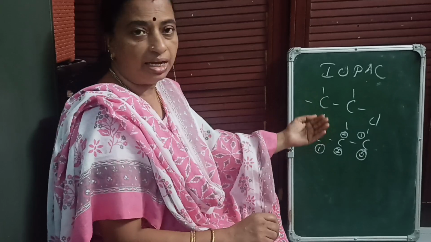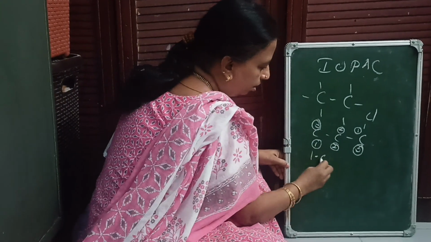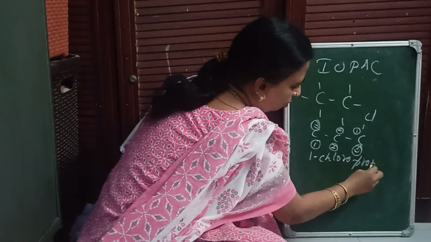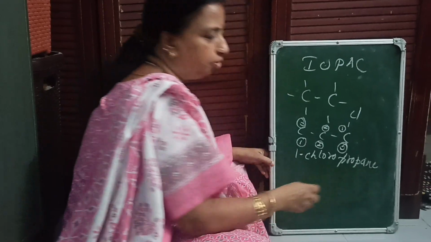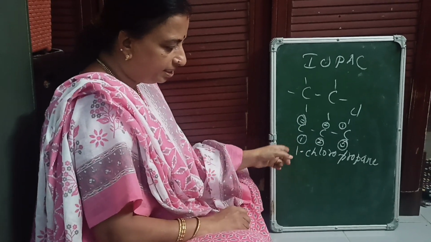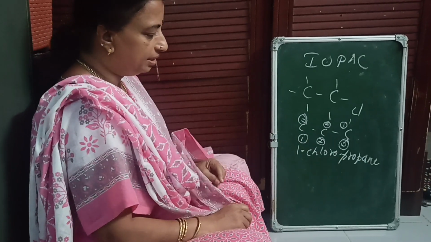So how will you give the name to the compound? We have to ask them. They will tell 1-chloro, 3 carbon means prop, all single bond, so propane. And we have to insist there must be a hyphen between the number and the word. That is very, very important. That is the first thing.